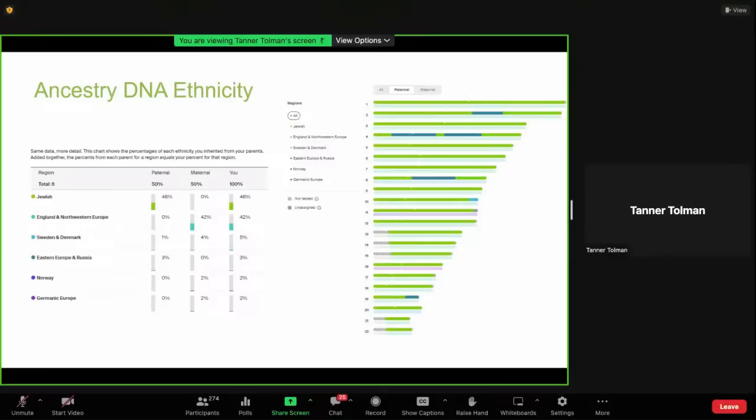This is her ethnicity results. It shows that her paternal side is entirely Ashkenazi Jewish. It's 46% Jewish with a little bit of Eastern Europe and Russian in it. Whereas the father of record was all English and Danish, very typical Utah stock.